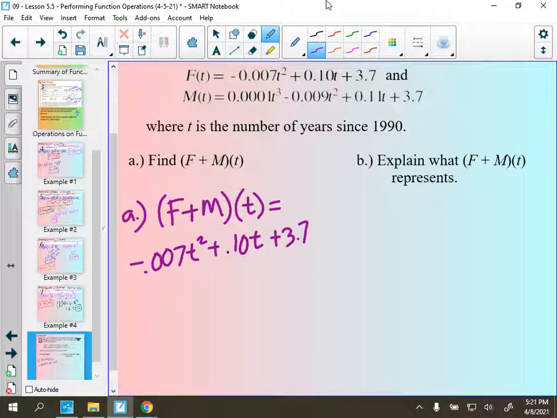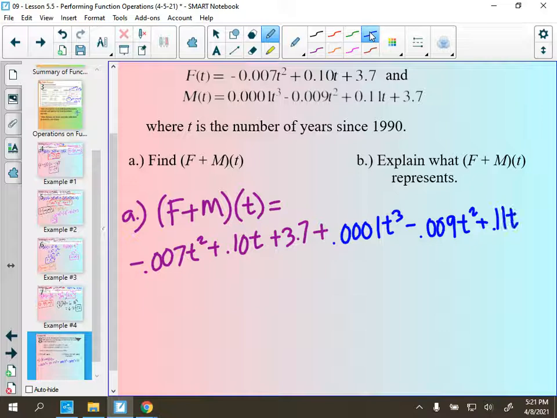Okay. And we're going to add that to, I'll change colors here, the male model. So 0.0001 t to the third power minus 0.009 t squared plus, are we going to get it in here? 0.11 t plus 3.7. Oh, we just fit it.